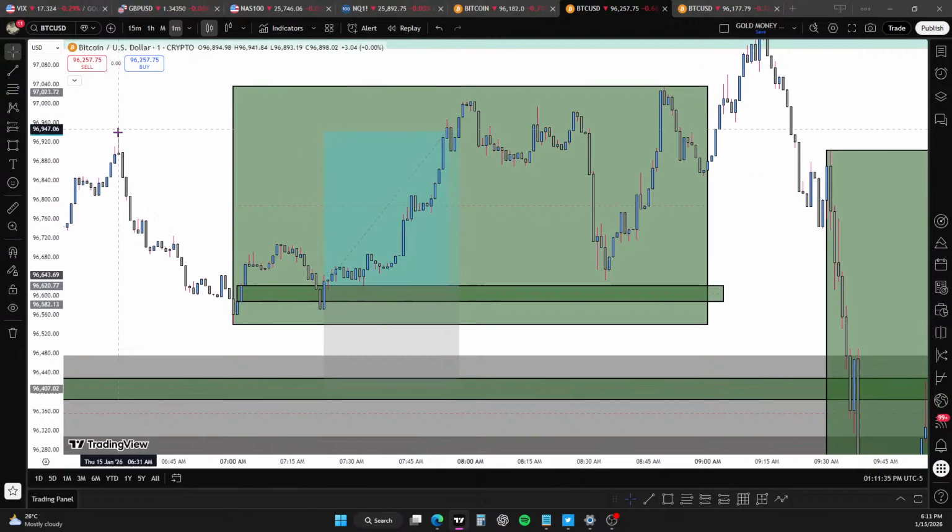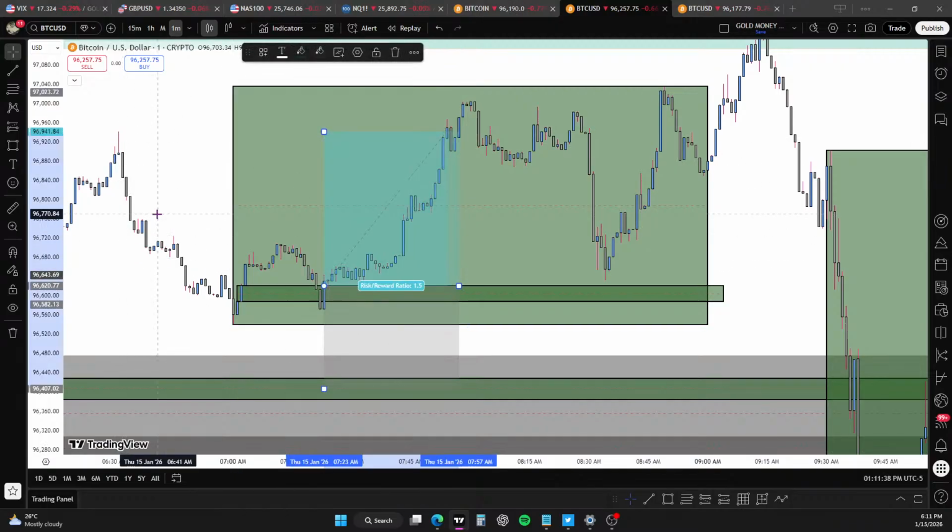And then my TP is here, but look at how clean this 1-to-5 is, and to be honest, it's crazy. I didn't even realize there was this much of an algorithm. It's mad. It's actually mad.